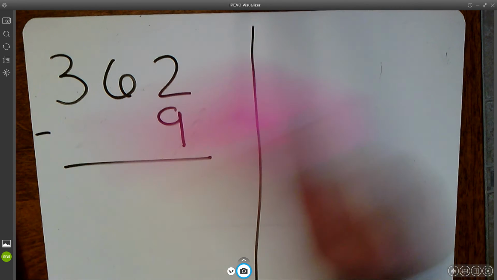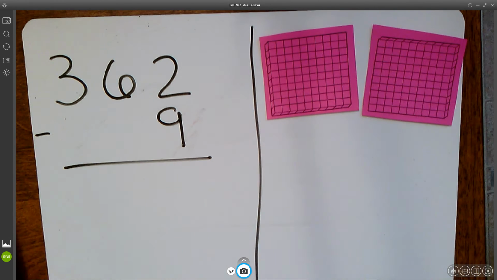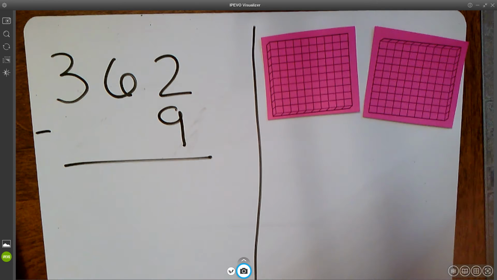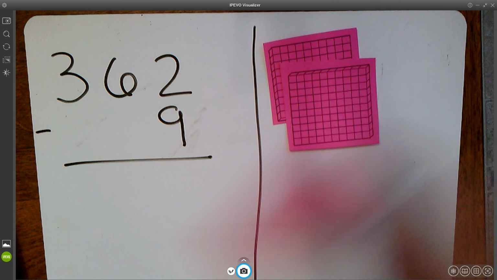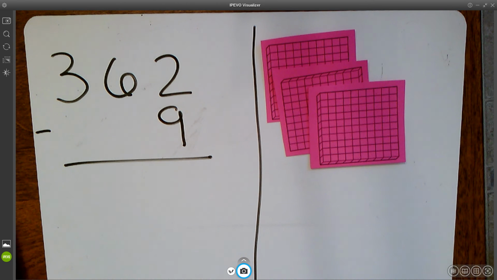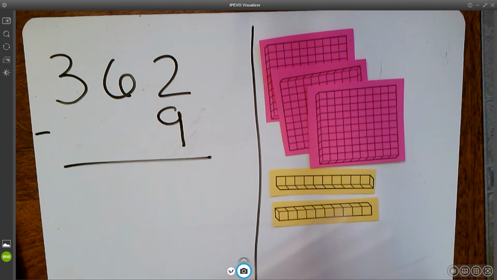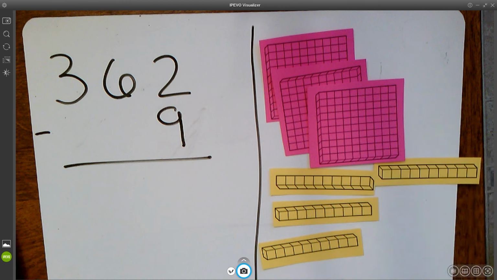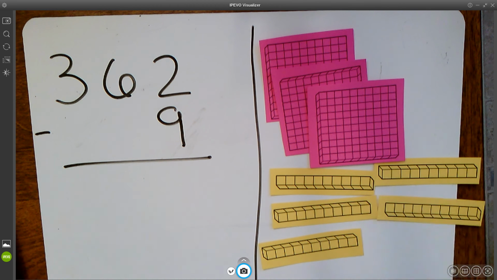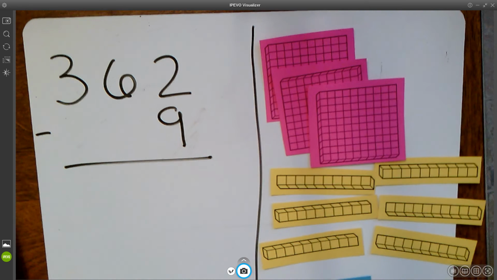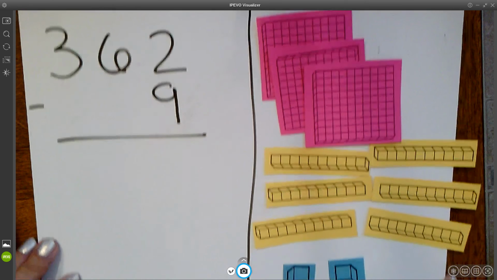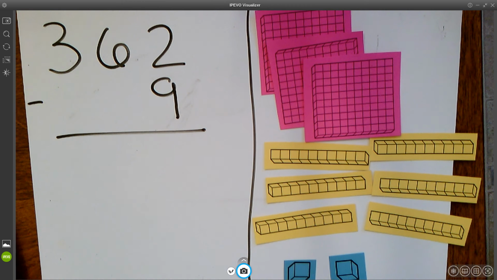Now I'm going to build this number today. So I have 300s. I'm going to build 6 10s. And I have 2 ones, and that makes 362. All right, I know you can't see my ones here, so I'm going to move the board. There we go. All right, friends.